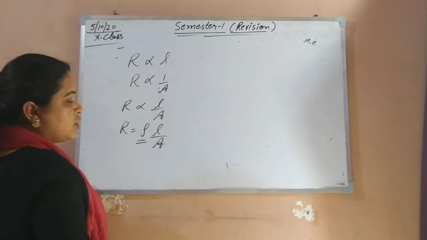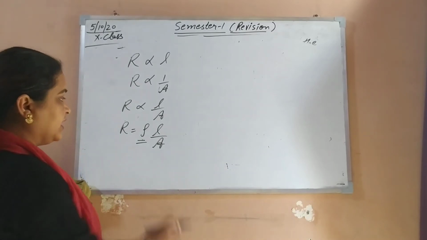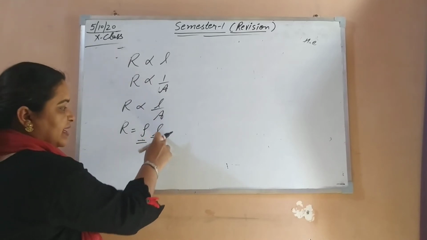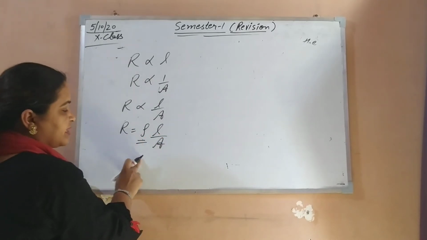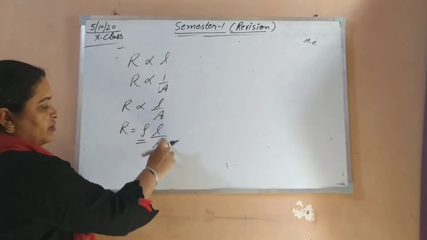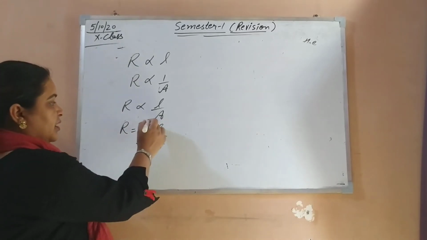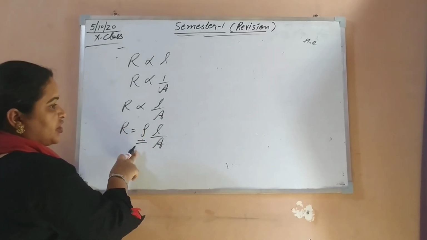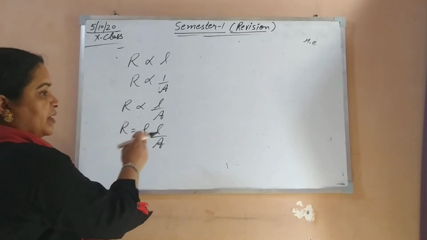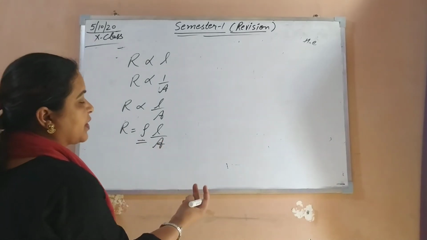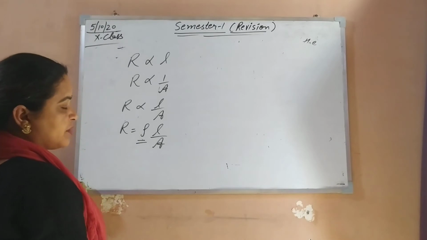And what is this rho? Rho is the resistivity of the material. It changes only when you change the material. If you change the length and area and the material is the same, then resistivity would remain the same. Only resistance would change when you change length and area. Resistivity will change when you change the temperature or when you change the material, like copper, aluminium. If I have 2 wires of copper only, then their resistivity would remain the same.